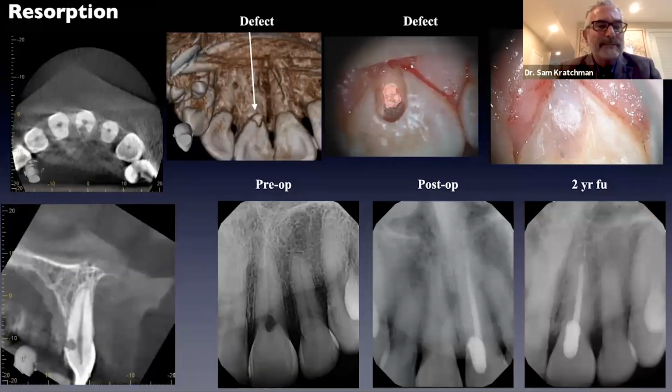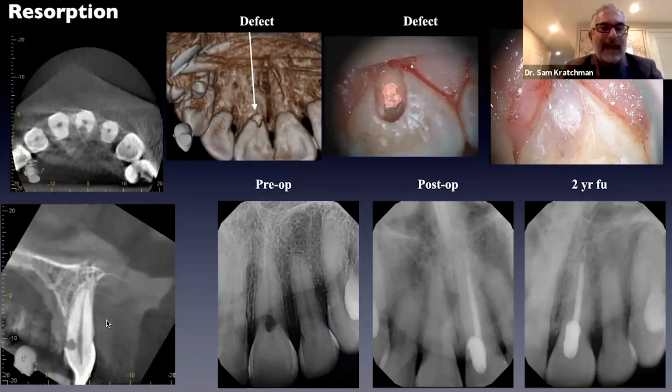Here's an example of a case where here's the pre-op. You can definitely see in this particular case, it almost looks like it could be an internal resorptive defect because the canal space is not continuous. It looks like it's bulging out. The cone beam is very instrumental in determining that this is an external resorptive defect. And all it takes is a pinpoint to enter this tooth.